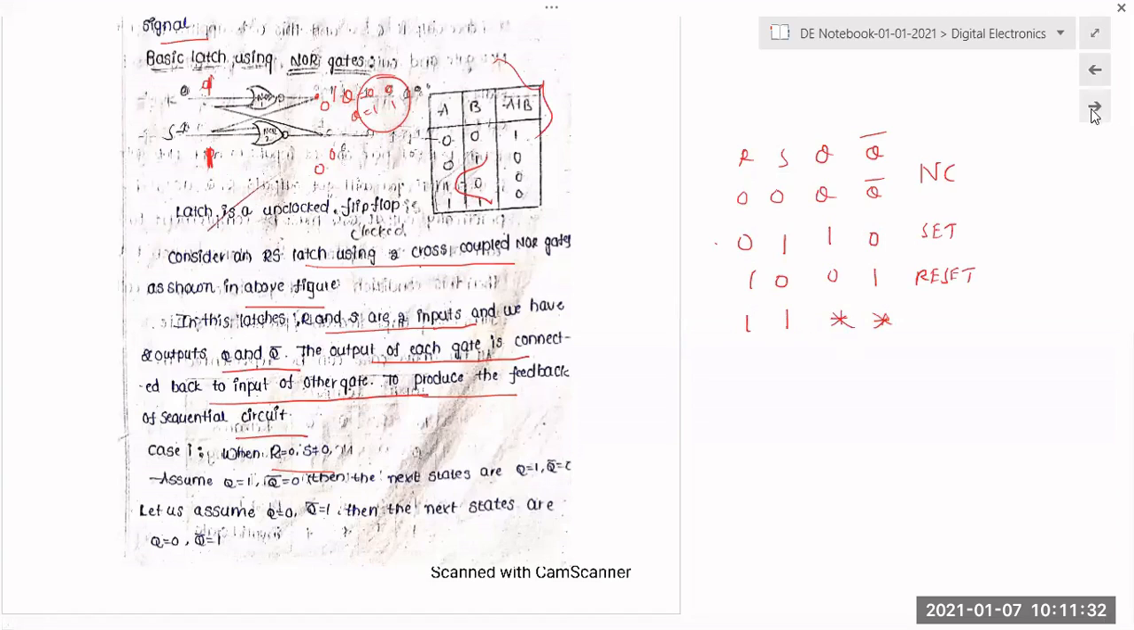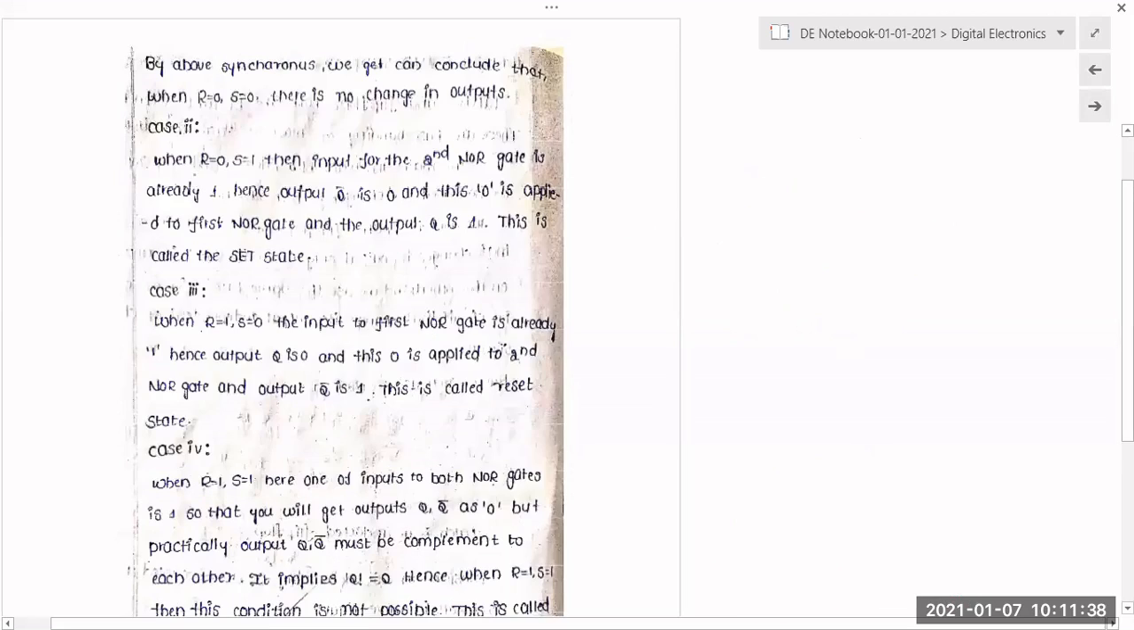So those you write here as cases. Case 0: R value 0, S value 0, then what happens? Next, case 1 and case 2: R value 0, S value 1. Here there is no change. If R value is 0 and S value is 1, directly I can say it is a set state. If R value is 1 and S value is 0, directly I can say it is a reset state. And case 4, R value 1 and S value 1, we cannot conclude.